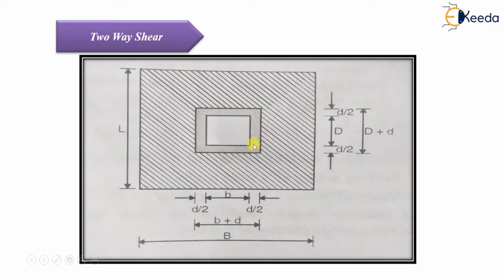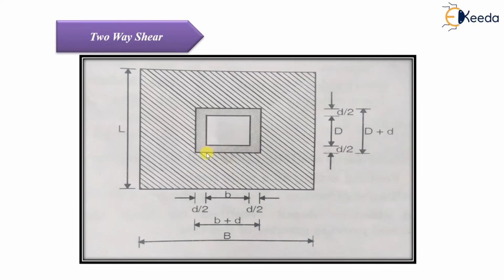Here the footing is given as L into B, and this is our column, and the critical section starts at a distance of d by 2 from the face of the column. Here you can see that on all four sides we have taken the distance of d by 2 from the face of the column, and this shaded area is our critical section.